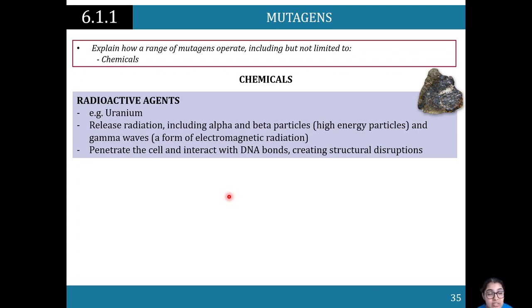We have radioactive agents, like uranium, and they can release radiation, including alpha and beta particles, which are high energy particles. They can also include gamma waves, which are actually a form of electromagnetic radiation. All three of them can then penetrate the cell and interact with the DNA bonds, again creating structural disruptions.